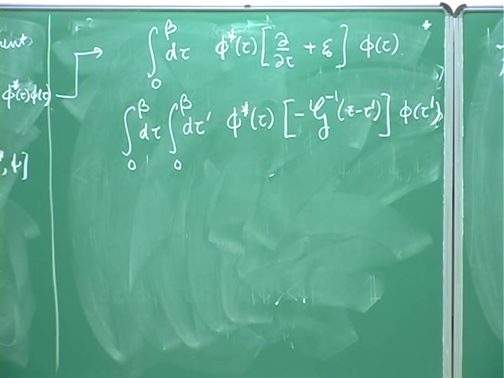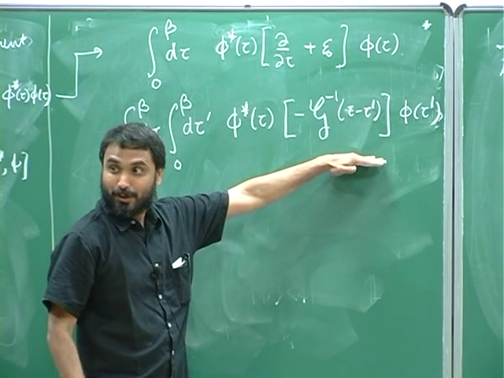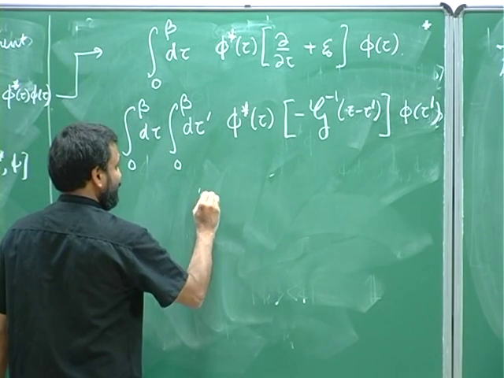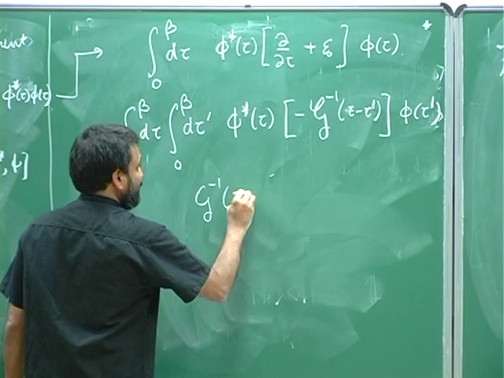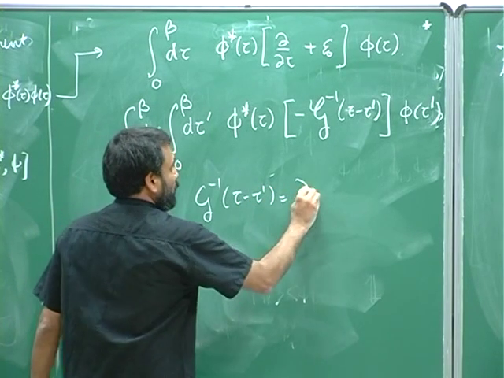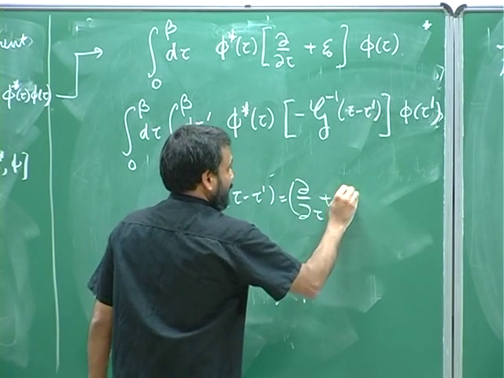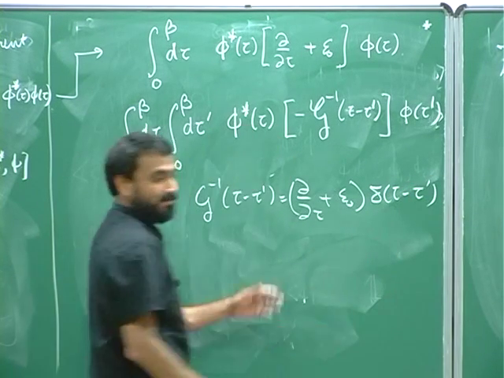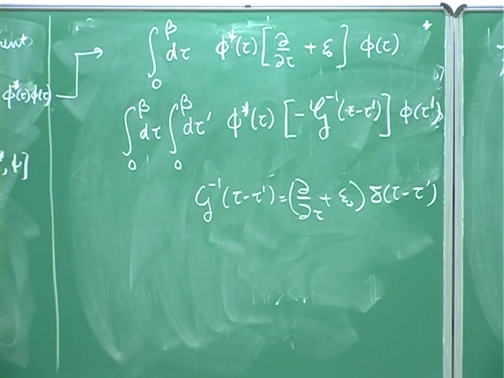Right? And remember what this was. Yesterday we derived this for such non-interacting particles. This object G inverse of tau minus tau prime is equal to d by d tau plus epsilon 0 times delta of tau minus tau prime. Somebody had asked me why I am trying to find the equations of the Green's function and so on. And here is the answer.